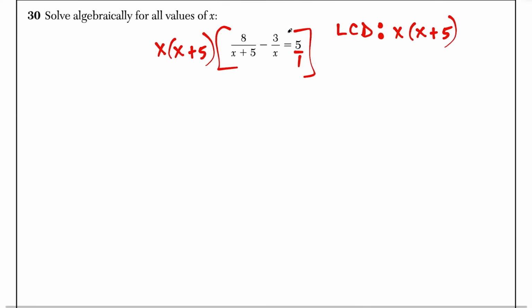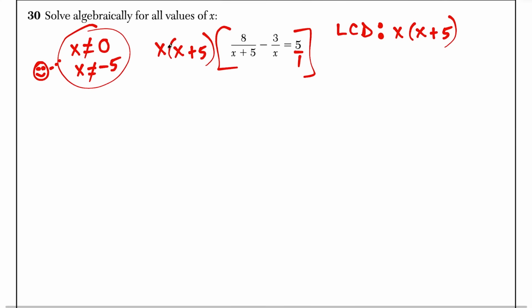Now, before we get into this, one thing I want to point out is that you have to be very careful that your x value cannot be something that makes the original equation have a 0 denominator. So notice if x was equal to 0, I would have 3 over 0, which is undefined. So x equals 0 cannot be a solution. And if I had x equals negative 5, that would make that first fraction have a 0 denominator, which would also be no good. So I'm just going to rule out these two x values to start.